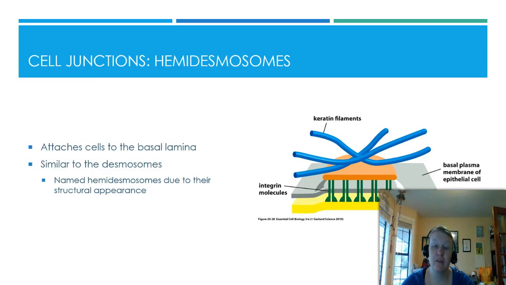But what holds them to the basal lamina, which is important because, as I said, we want to make sure our tissues stay attached to where they need to be? And these are done by hemidesmosomes. And these are so named because they look like half a desmosome. And you can see that here on this picture. And once again, it's really similar. It's connected to integrin molecules through the cadherins. And this is what holds the cells to the basal lamina.